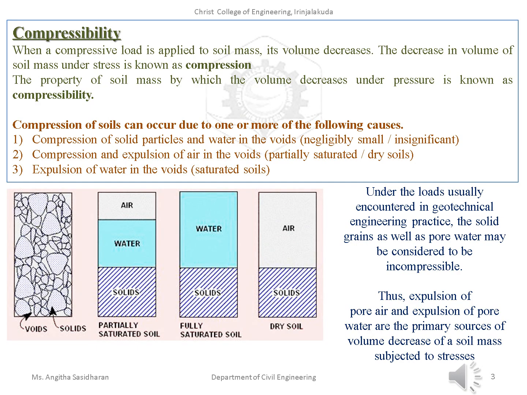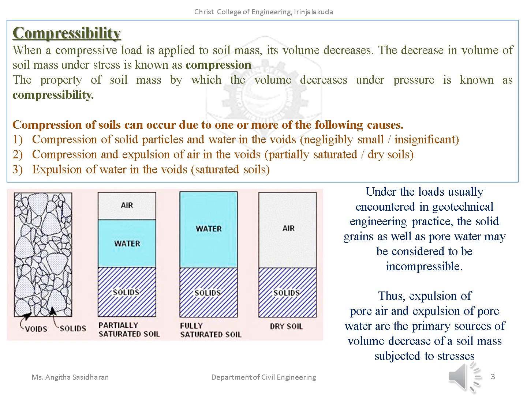What is compressibility? If you are applying a compressive load over a soil mass, what happens? Its volume will decrease, and this decrease in volume of that soil mass under stress is known as compression, and the property of that soil mass by which the volume is decreasing under pressure is known as compressibility.